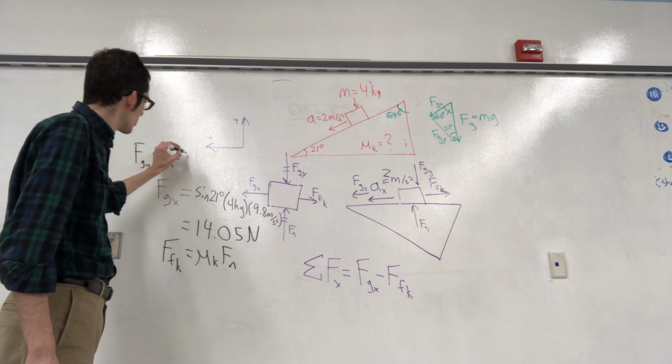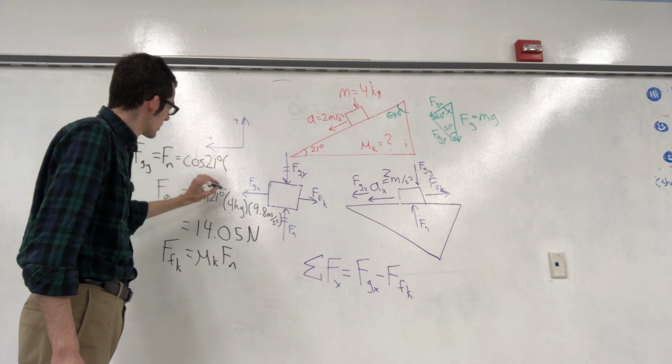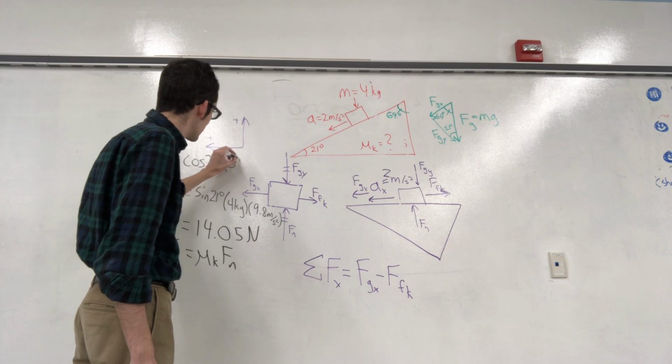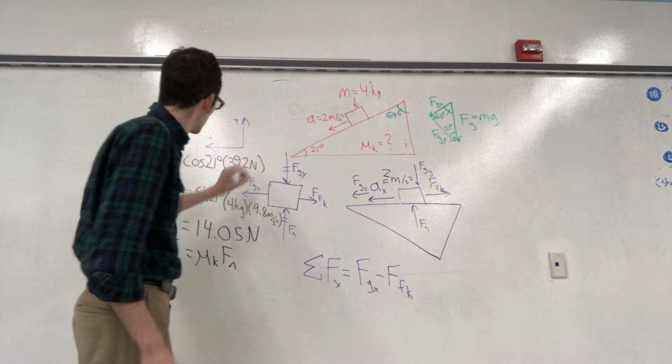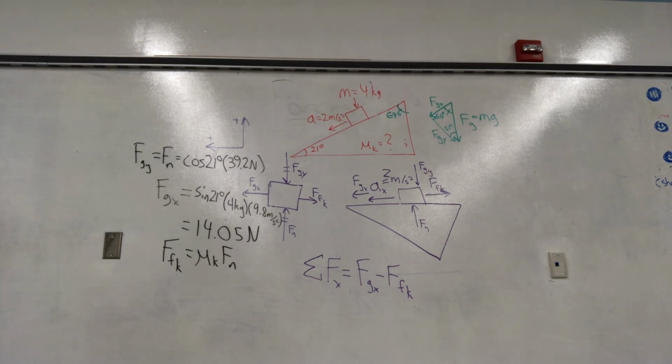is equal to the cosine of 21 degrees times 4 times 9.8, which is 39.2 newtons. So cosine 21 times 4 times 9.8. Let's see what we get from that.